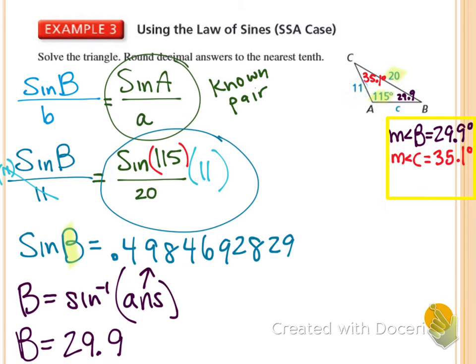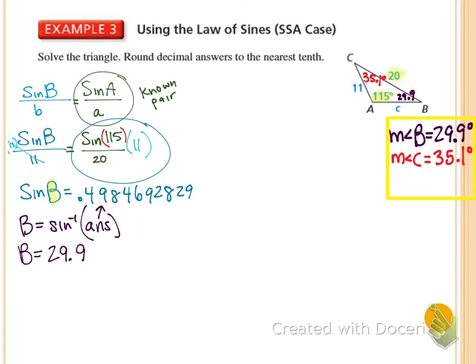How are we doing? Did everyone get 31.1? Okay. The last thing we need to find is the length of AB, or C as they call it.